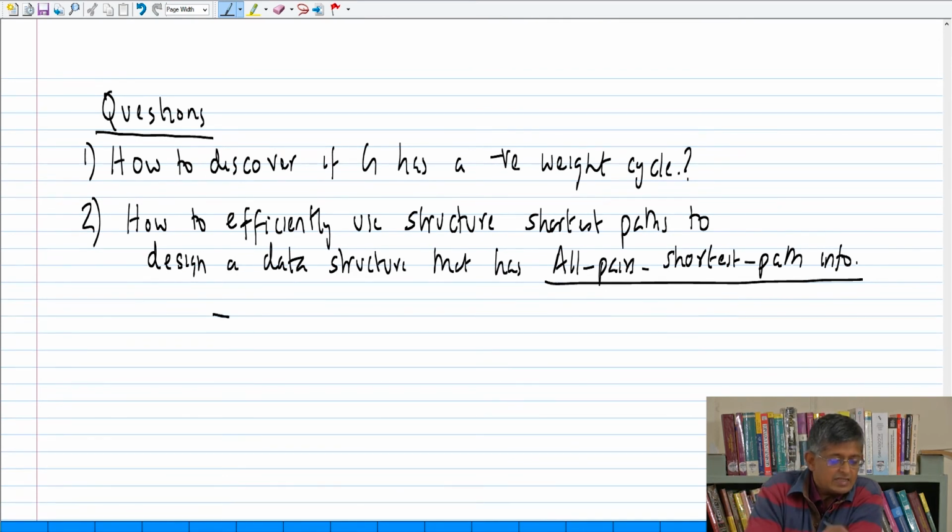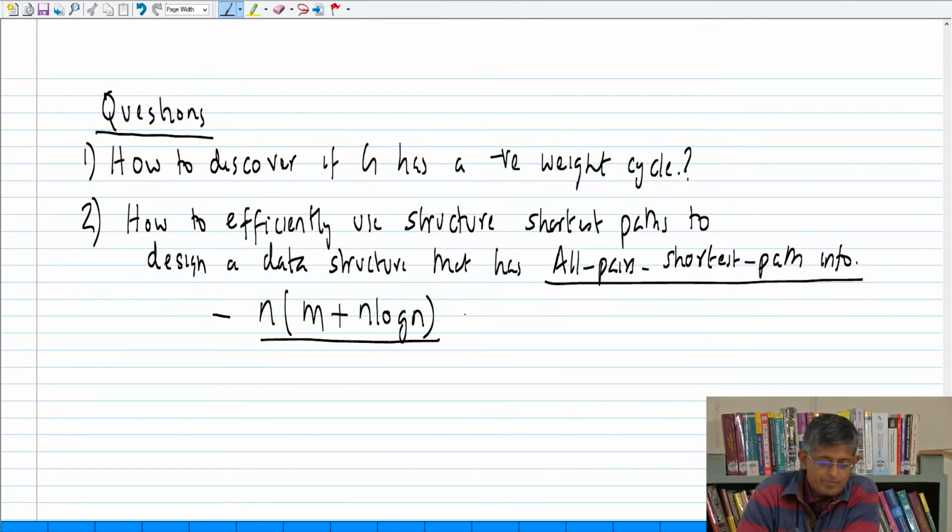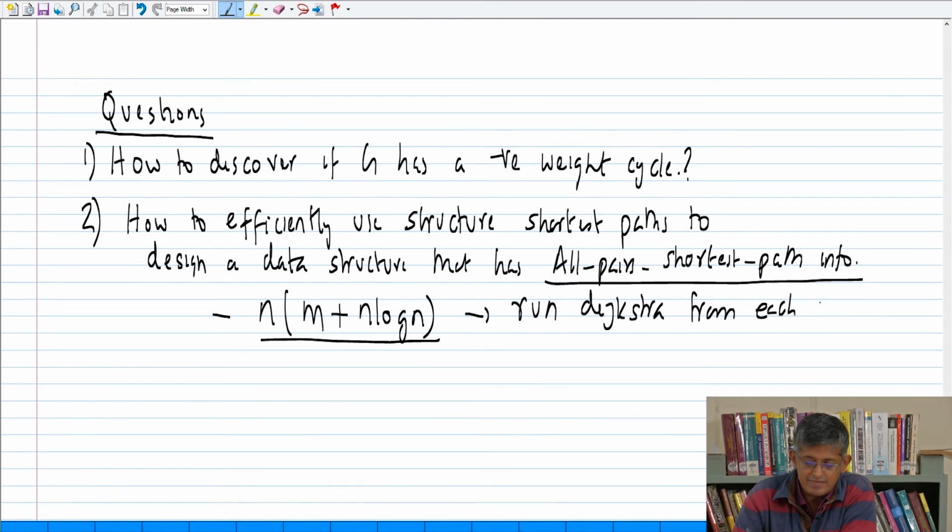So the easy idea is to use this single source shortest path data structure n times. So therefore you can do this using n into m plus n log n time. Run Dijkstra from each vertex and keep distance estimates. So can we do better?